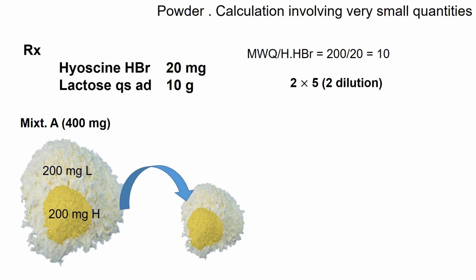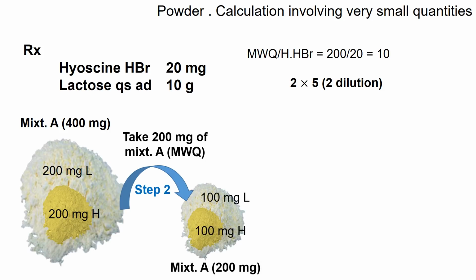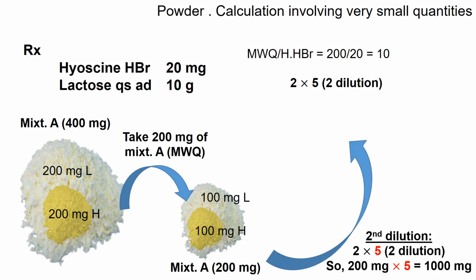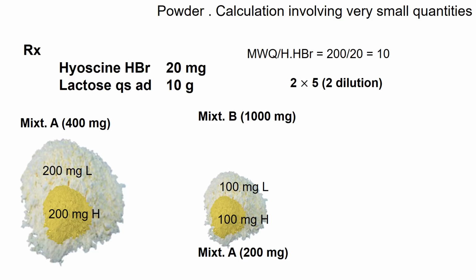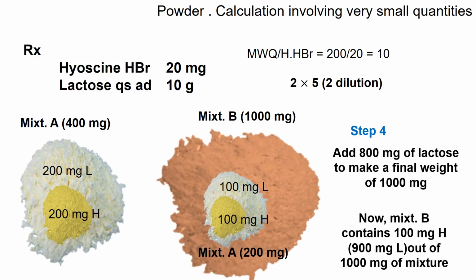To perform the second dilution, we will take 200 milligram of mixture A, and in this mixture A, it contains 100 milligram of hyoscine hydrobromide. And in the second dilution, we times with the factor of 5, and to get a final mixture B of 1000 milligram. So to achieve 1000 milligram of mixture B, we need to add 800 milligram of lactose. So in this mixture B, we will have 100 milligram of hyoscine hydrobromide.